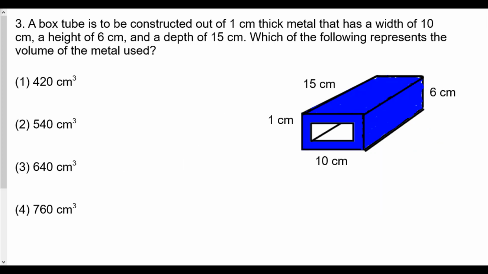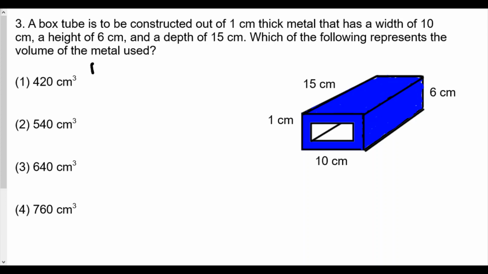Here, a box tube is constructed out of 1 centimeter thick metal that has a width of 10 centimeters, a height of 6 centimeters, and a depth of 15 centimeters. Which of the following is the volume of the metal used? Well, the idea is that you've got a box, but in the middle of this box is cut out so it's a tube. So we're going to find the volume of the large rectangular box, and cut out or subtract the volume of the rectangular empty space.